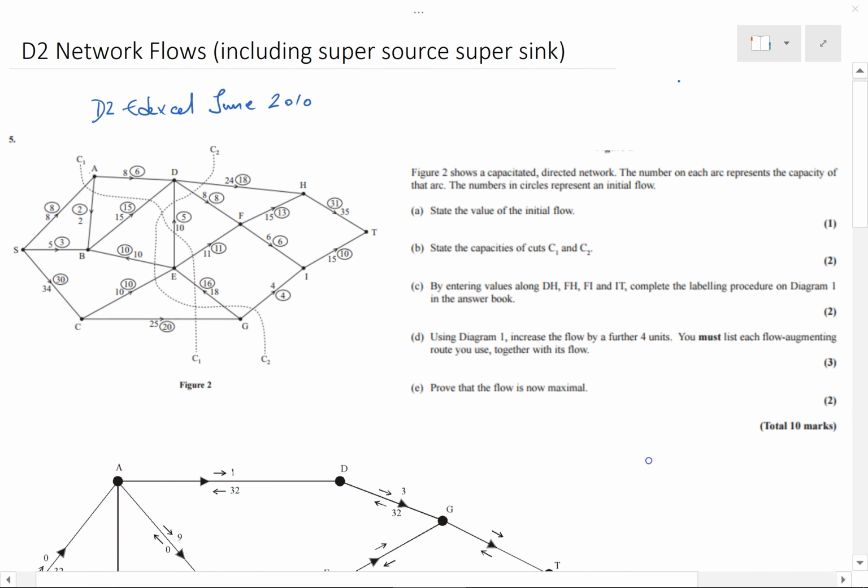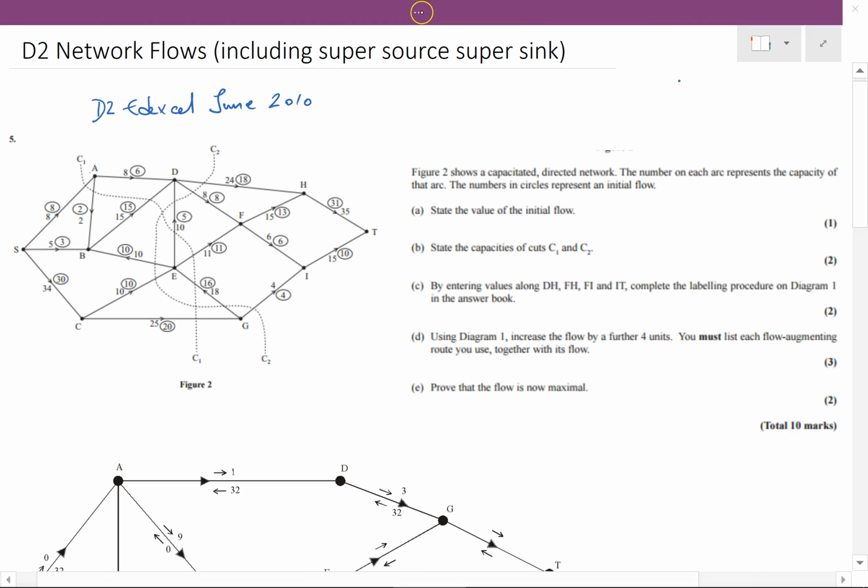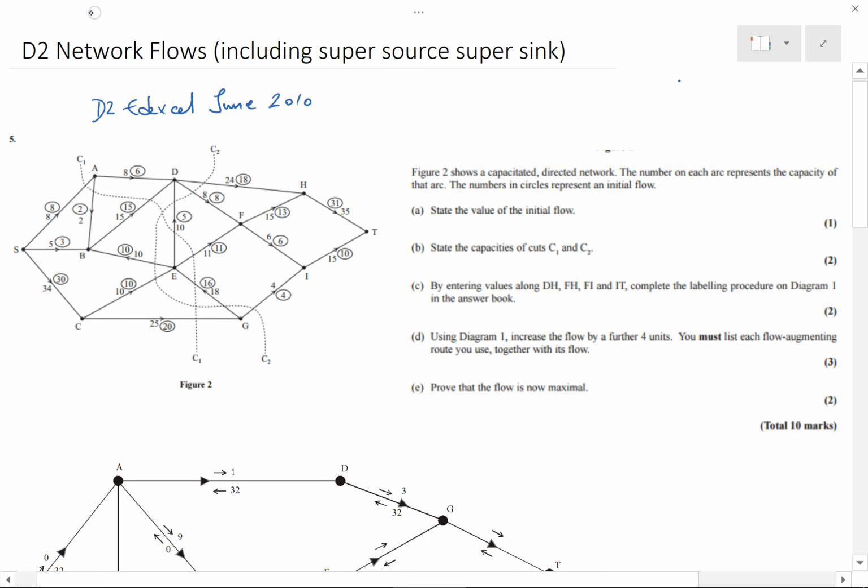First question says, state the value of the flow. Well, we can see that the flow is actually given in the circle diagrams with our convention. So it's 31 plus 10, which is equal to 41. We might choose to check that these ones add up to 41 as well, and of course they do. So that's the value of the flow. Remember, it's flows circled with our convention here.